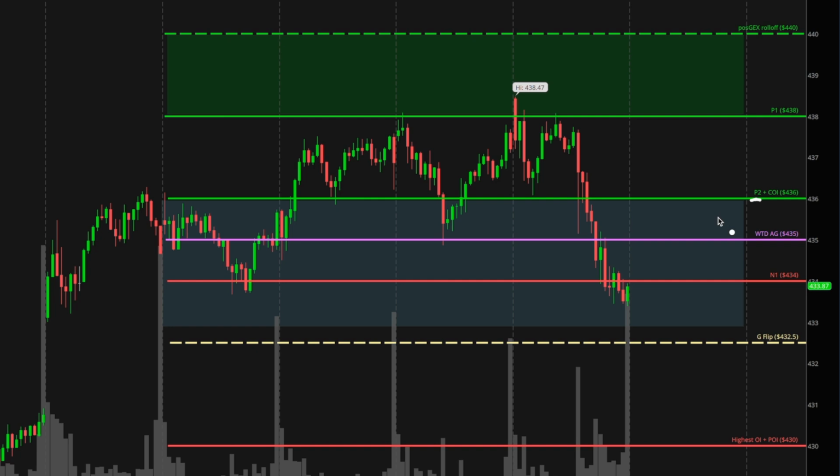P2 is just the second highest positive gamma. COI for me, it just means it is the highest call open interest. Then we have POI, this is the highest put open interest. 430, however, is the strike price that has the highest open interest combined.